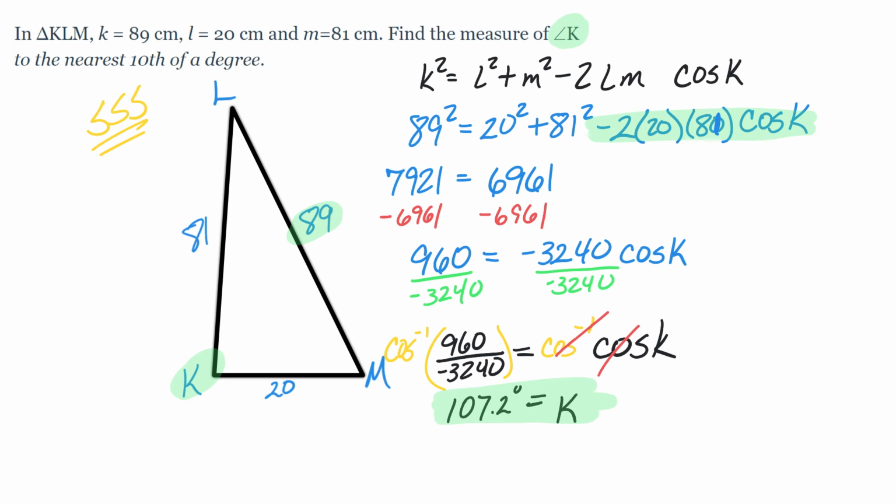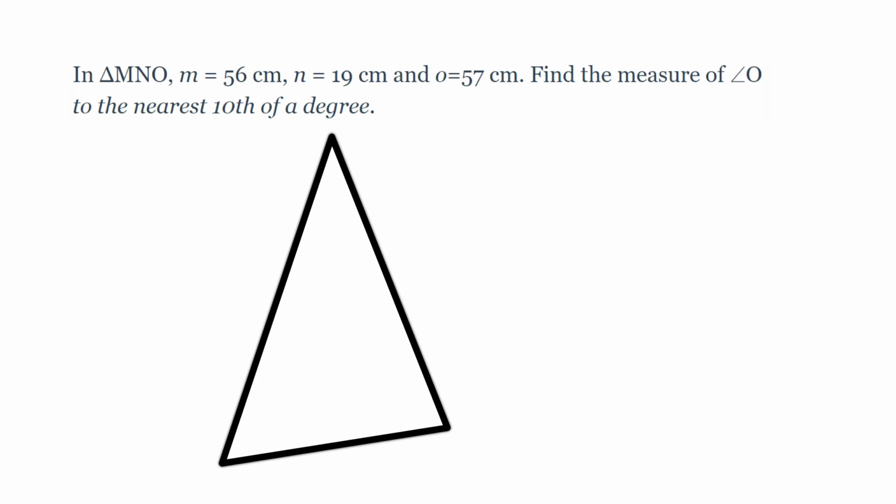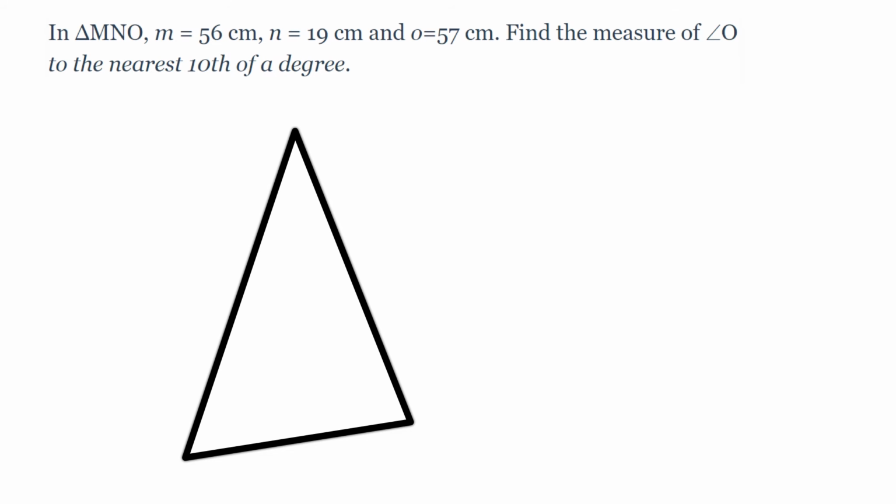Leave it in that fraction form, and you keep the rounding out of it just a little bit longer. All right, let's label what we've got here. Looks like we got another side. M is the second largest side. O is the largest, so let's just label these. This is 57, which would mean this is angle O, which is the one we're going to be looking for. This is 56, which means this is angle M. And this is side 19, which means this is angle N.